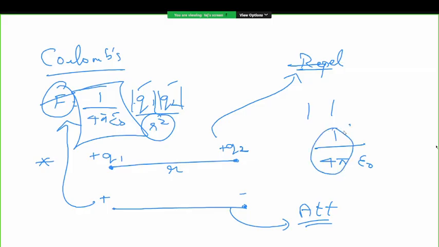1 by 4 pi I will ignore because all of them are constant. One is a constant, 4 is a number, pi's value is 22 by 7. End of the day, both of them are numbers, still a constant. Epsilon naught, this is the permittivity I spoke about the other day. Okay. Now, what does permittivity mean in this sense?